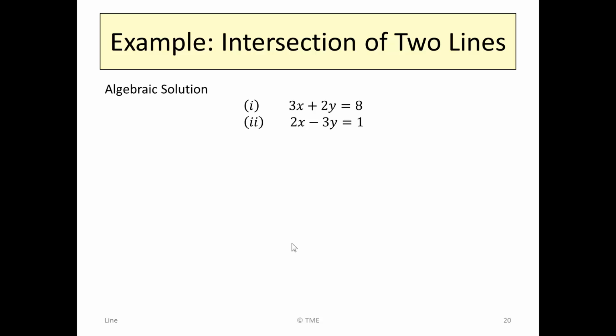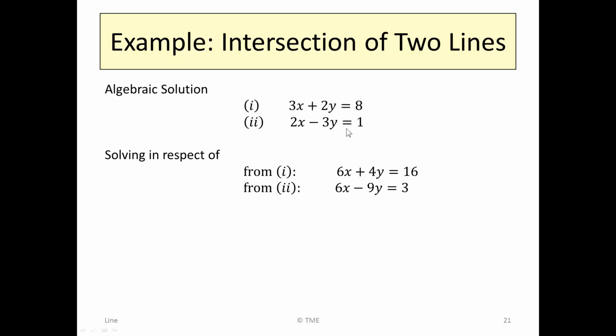The only way to do it absolutely precisely is to use an algebraic solution. Here we've got the two lines, 3x plus 2y is 8, and 2x minus 3y is 1, and this is from your algebra section. From the first equation, multiply everything by 2, so instead of 3x plus 2y is 8 we get 6x plus 4y is 16. In the second case, if we multiply both sides by 3, we get 6x minus 9y is 3. The reason for doing this is to make the x coefficients the same.